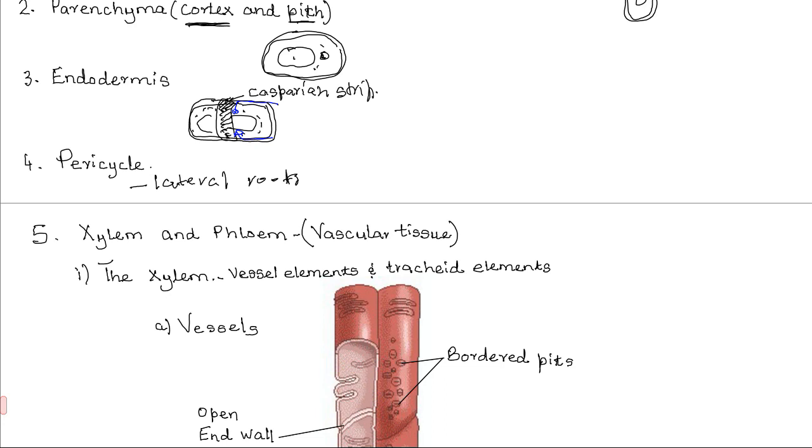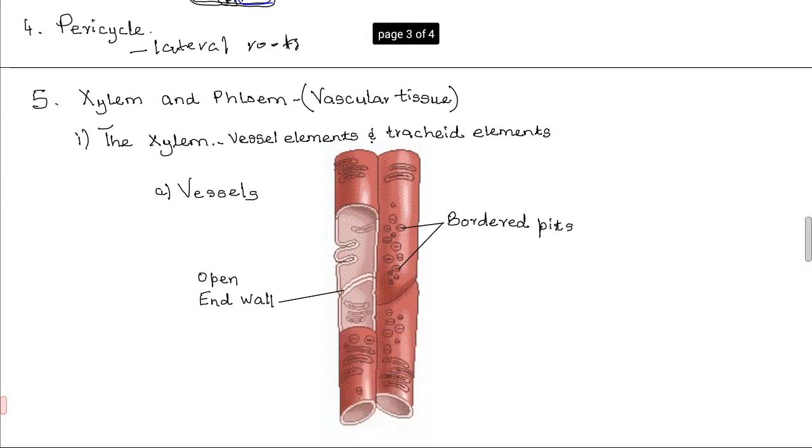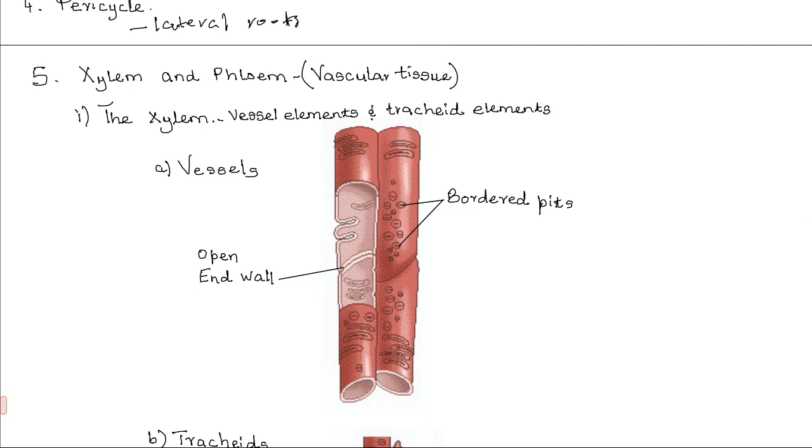Then the xylem and phloem making up the vascular tissue. And starting with the xylem. The xylem consists of 2 different types of dead cells. There is the vessel elements and the trachea elements.